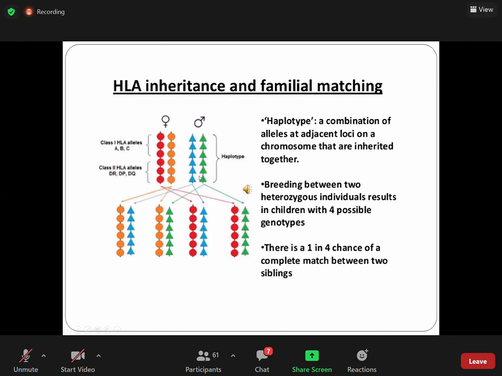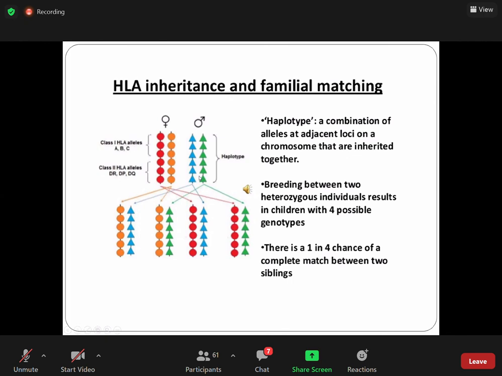Sibling 1 is a fully matched sibling with the patient. Siblings 2 and 3 are matched with each other; this is sibling 2 and it's matched with 3. And what about sibling 4? Sibling 4 is unmatched with the patient, not a gene match with the patient.